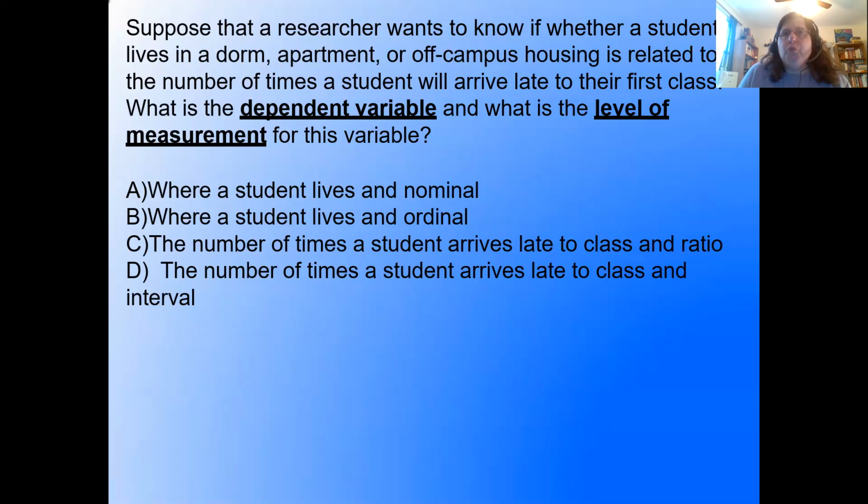Suppose that a researcher wants to know whether a student lives in a dorm, apartment, or off-campus housing is related to the number of times a student will arrive late to their class. What is the dependent variable and what is the level of measurement for this variable? Okay, so first of all, we got to figure out the dependent variable, right? So we have 2 variables here. We have where the student lives and number of times a student will arrive late to their first class.